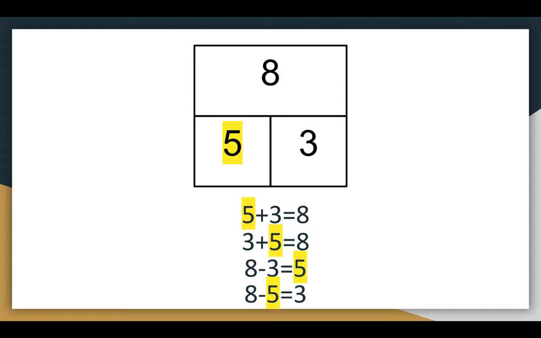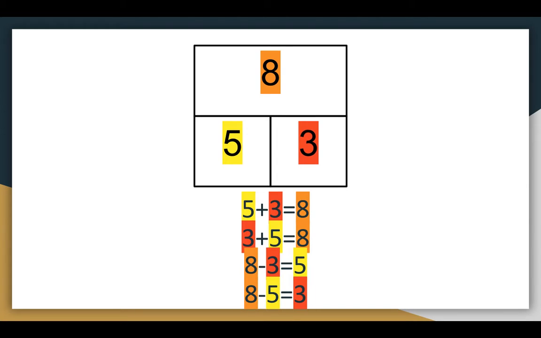So if we take a look at these, you'll notice that we have the same numbers. So here's the 5. It's in each of the equations. It's just in a different place. We have the 3. It's in every single one of the equations in the fact family, but it's just in a different place. And same with the 8. It's there every single time, but it's in a different place. So we can see those all together, that each of those pieces are there. They're just in a different order.